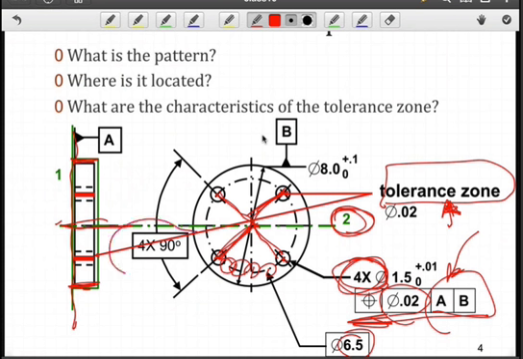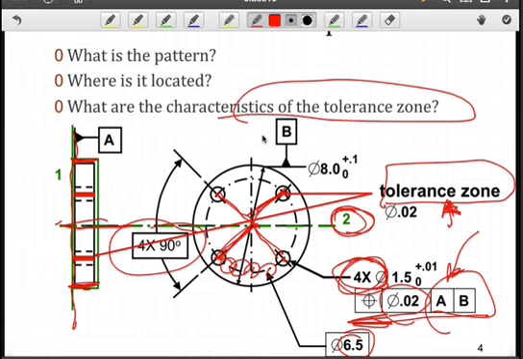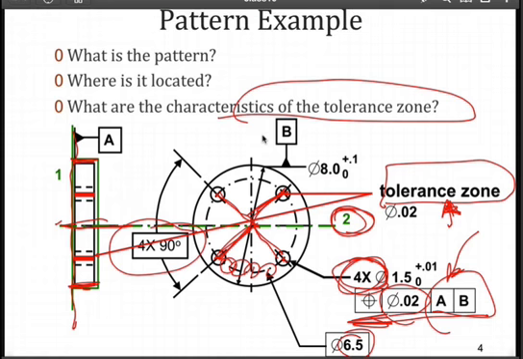The other basic dimension is the angular separation. So we have 90 degrees between each tolerance zone located at a distance of 3.25 from B. That's how we describe the location of the pattern tolerance zone.